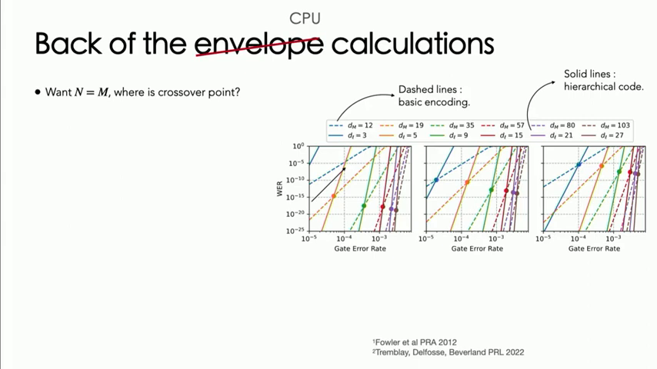So what we're doing here is considering the instance where n is equal to m. In other words, the total number of qubits that the hierarchical memory is using is equal to the total number of qubits that the basic encoding is using. And we're looking for the crossover point, namely, as we reduce the gate error rate, at what point does the hierarchical memory start to perform better than merely using basic encoding? I should emphasize that these are not numerical simulations.